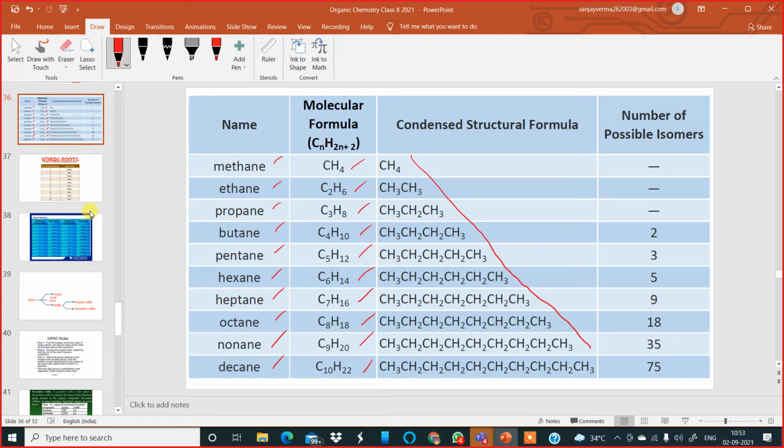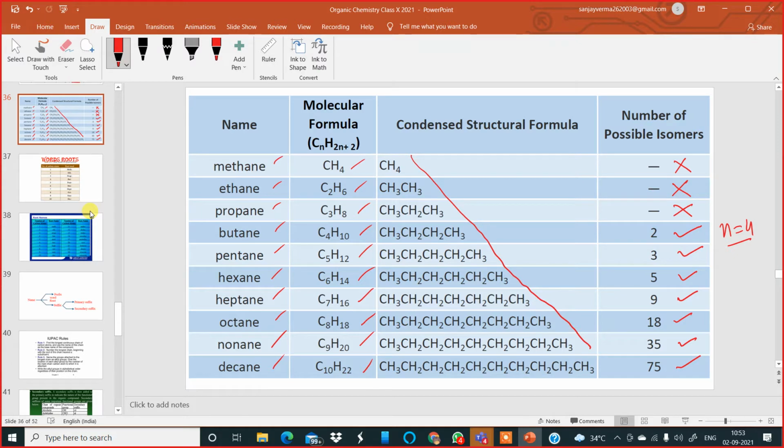Okay. Now, isomers are not possible for methane. Ethane also, isomers not possible. Propane also, isomers not possible, but for butane, 2 isomers are possible. Pentane, 3 isomers are possible, and it goes on increasing: 5, 9, 18, 35, 75. So isomers in the case of alkanes are possible from 4 carbon atoms, when the value of n is 4 and above. Isomers are possible only in these cases.